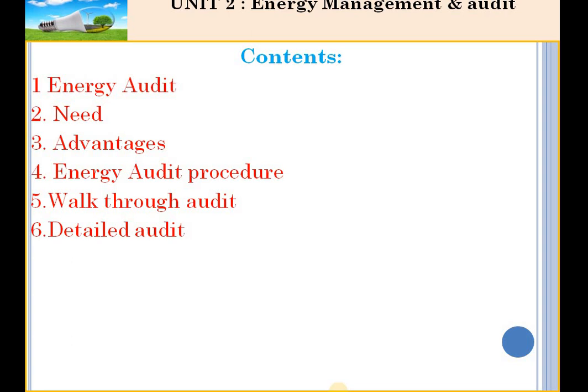That is, first we must know what is energy audit. Second thing, why it is needed. Third, what will happen if the industry or any organization has done its energy audit, the advantages of the energy audit. The next, energy audit procedures, how the procedure starts and how it will end, and the benefits. And part of the energy audit procedure is the walkthrough audit and detailed audit. So let's start with the first content, that is energy audit.